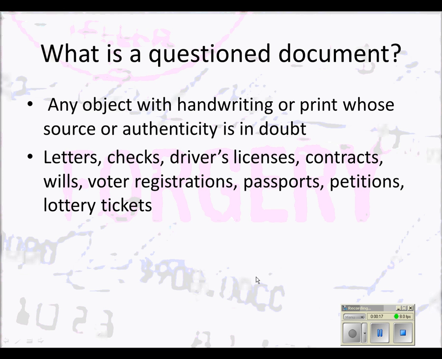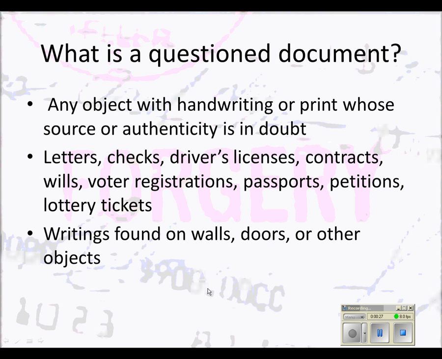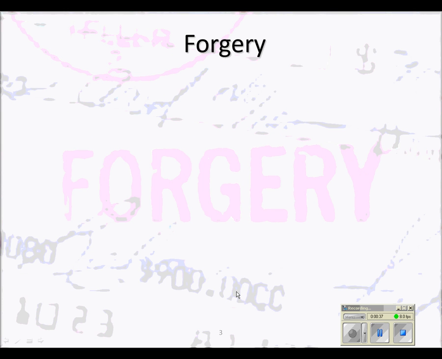This can include letters, checks, driver's licenses, contracts, wills, voter registrations, passports, petitions, lottery tickets, and a plethora of other documents. And it even includes writings that are found on walls, doors, or other objects because it's something that could help us identify a person, or who did something versus not doing it.